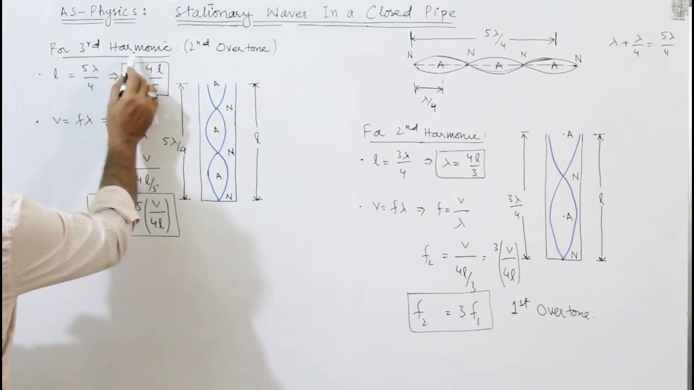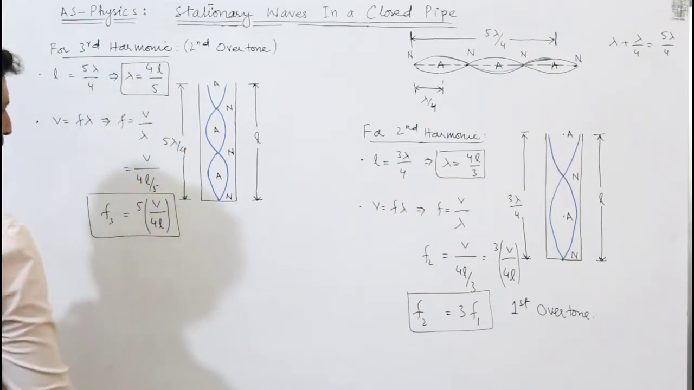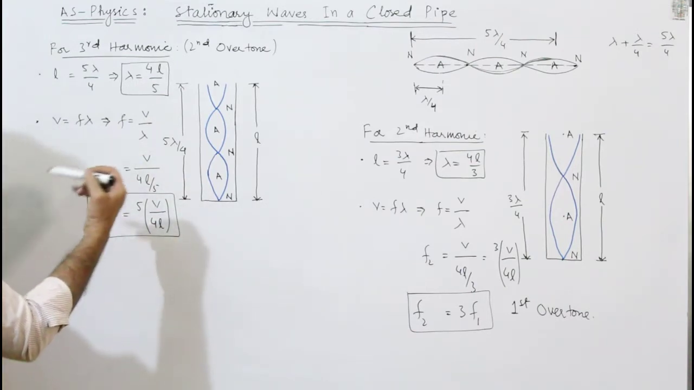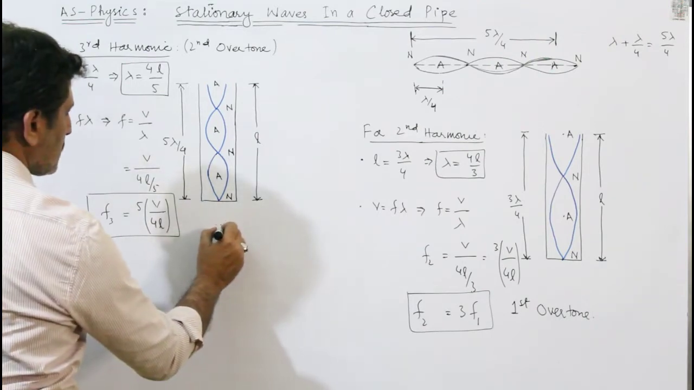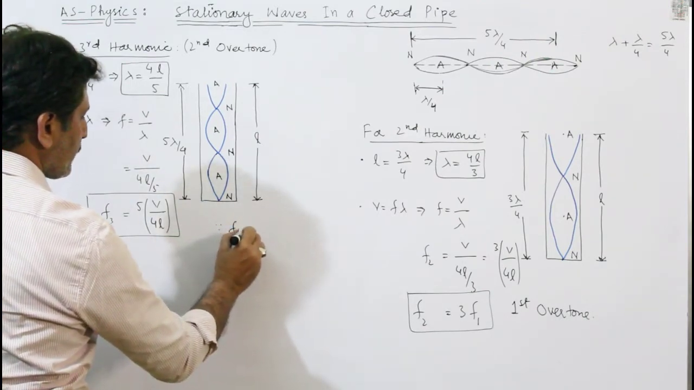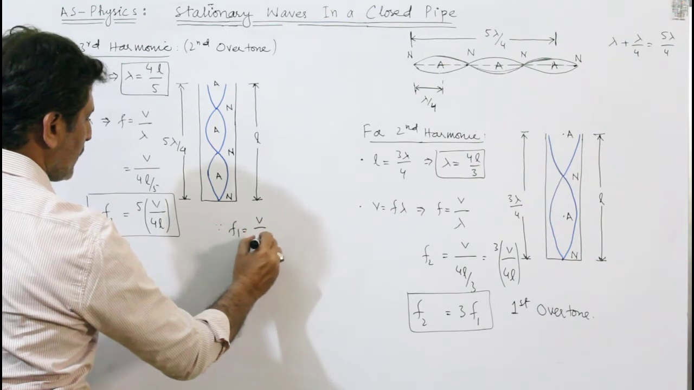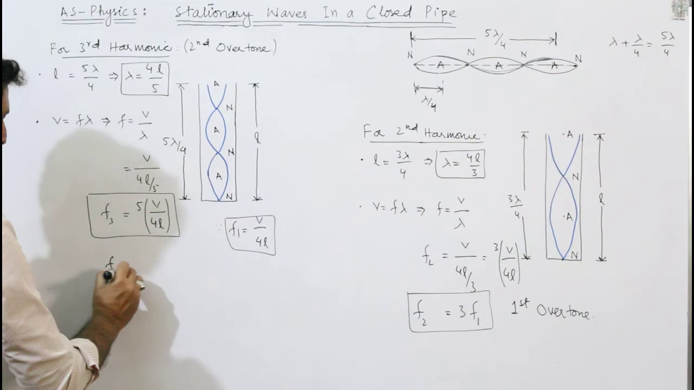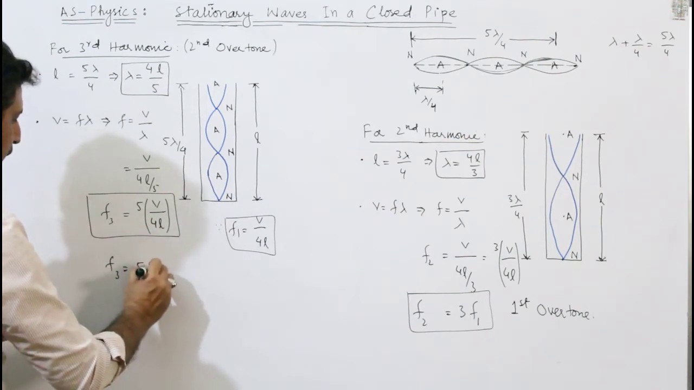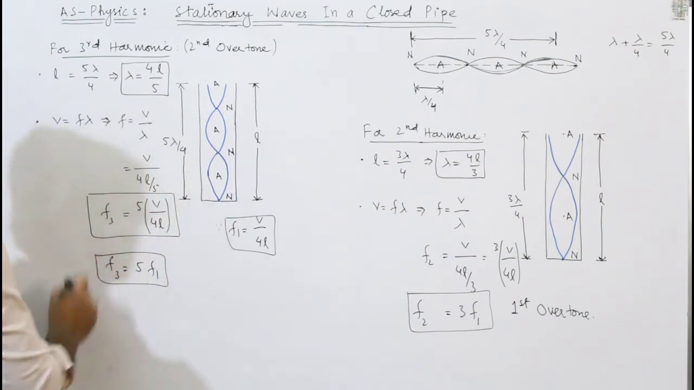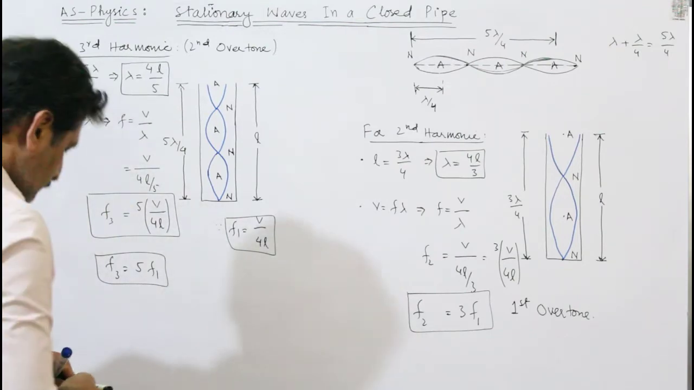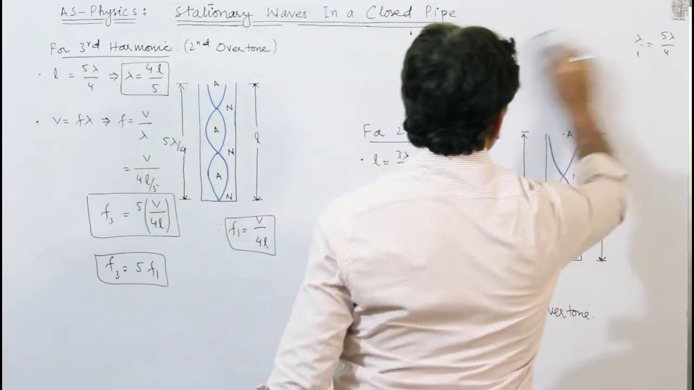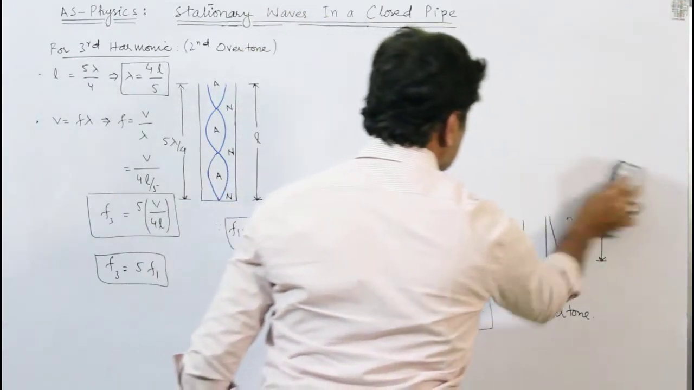Now because of the third harmonic, we can show here the 3, and we can show this frequency in terms of the fundamental frequency, because we know that the fundamental frequency for the first harmonic will be equal to V over 4L. So we can write here F3 is equal to 5 times F1, and similarly we can show the fourth harmonic and the fifth harmonic and so on.